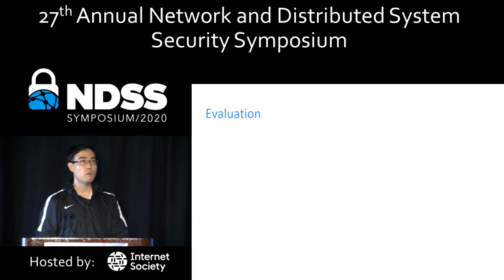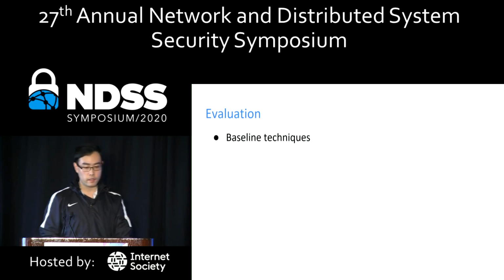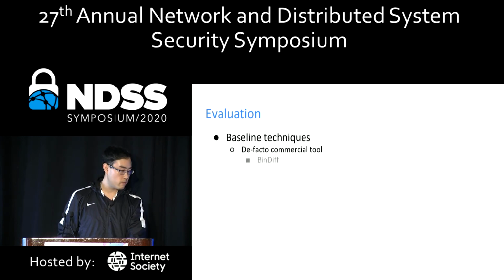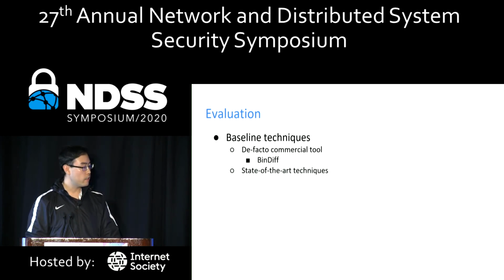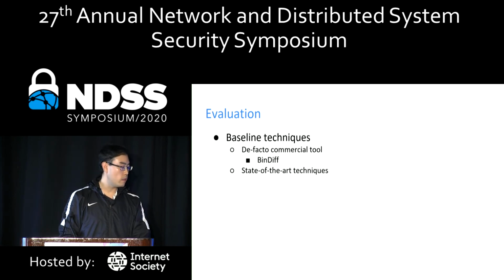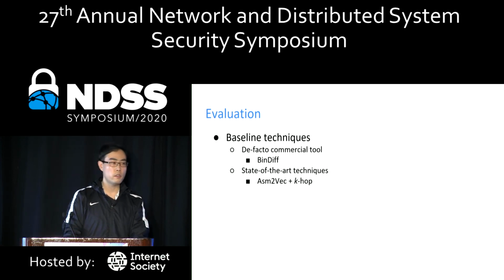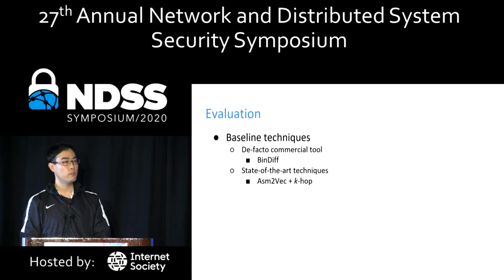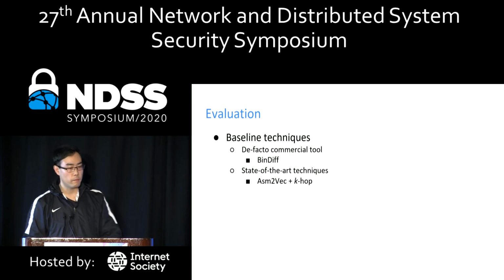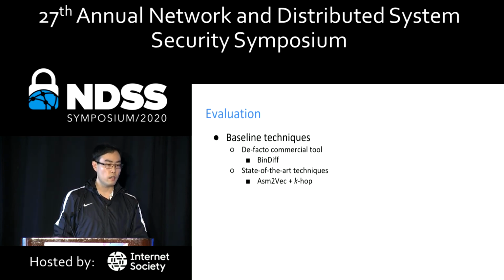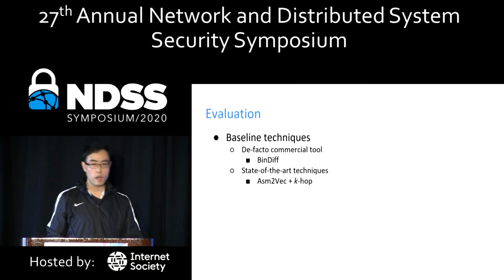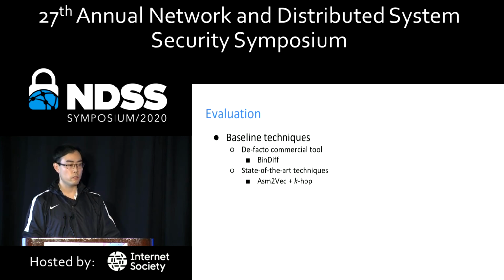So we compare our system with some baseline techniques. First of all, the de facto commercial tool for binary diffing, BinDiff, for sure. And second, we compared it with some state-of-the-art techniques. First one is the Asm2vec, which was published last year in Oakland. And because it only does function-level matching, but then it produces token embeddings, so we just use the token embeddings for the basic block embedding generation and similarity calculation. And we adopt the same k-hop algorithm, just like what we do in our system.